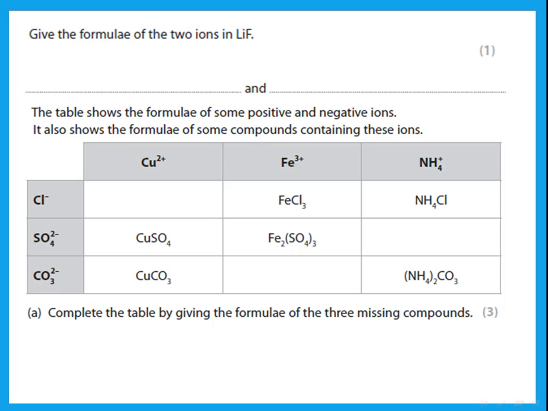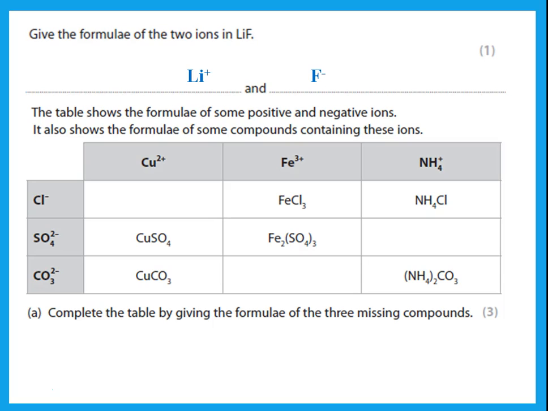Okay. Give the formula of the 2 ions in LiF. Now again you're going to look at your periodic table. Where is Li? You'll find it in group 1. Where is fluorine? You'll find it in group 7. So Li is in group 1. That means it has a valency of 1. That means it needs to lose 1 electron. So when it forms an ion, it is Li+. The fluorine is in group 7. It needs 1 more electron. It gains 1 electron, and that means it becomes F with a 1 negative charge.